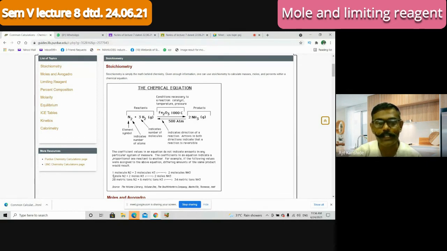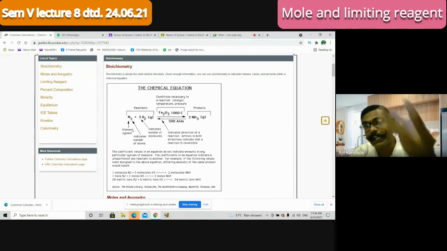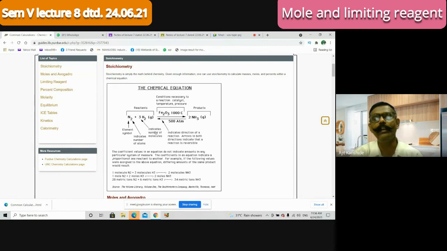If you can read, it is written there. 1 molecule of nitrogen and 3 molecules of hydrogen will produce 2 molecules of ammonia, or in terms of mole, as I already told you. It can be in molecules, it can be moles, or any other unit you consider. You can repeat any quantity 1,000 times, a million times, a crore times, a billion times. Stoichiometry will remain the same, but from the weight point of view, doubts will be there. That I make clear.